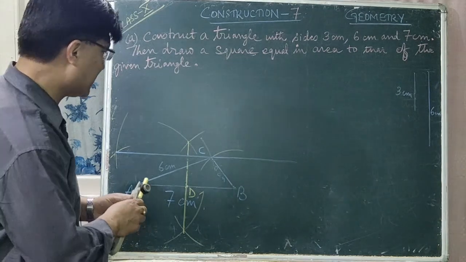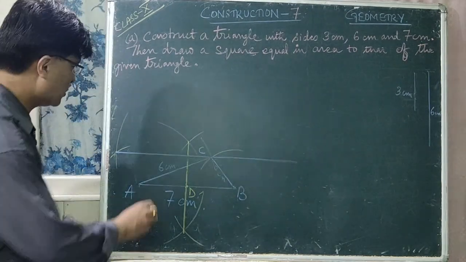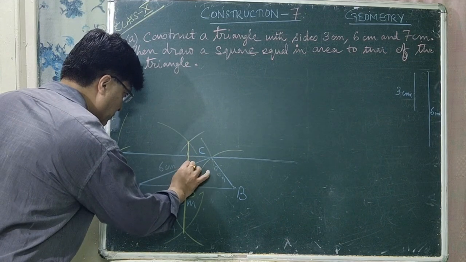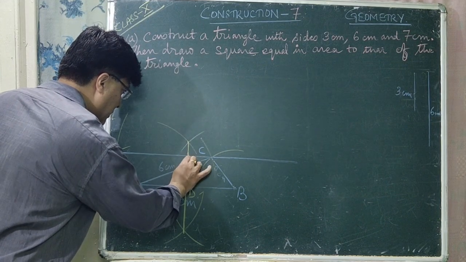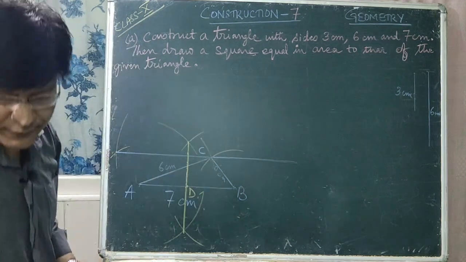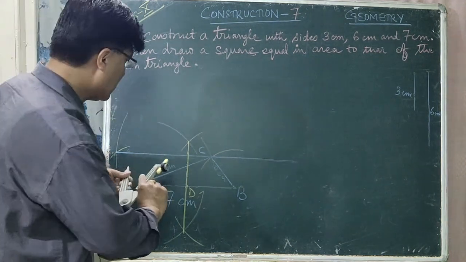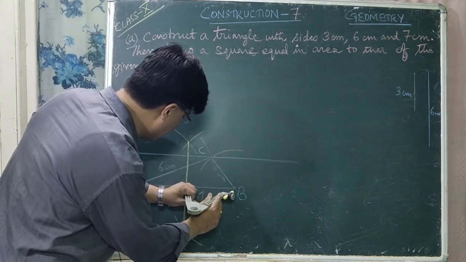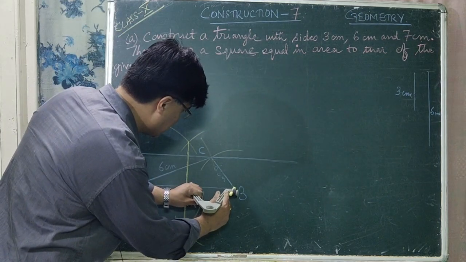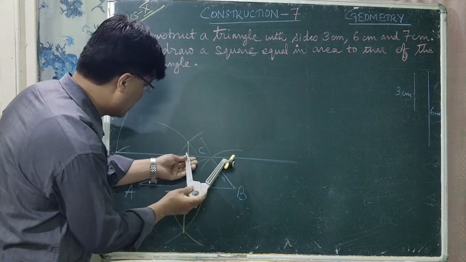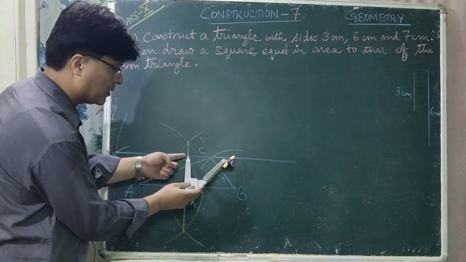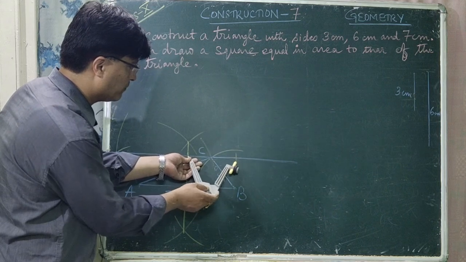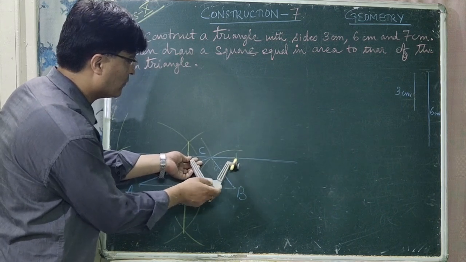Now let us draw a rectangle here. So this is your perpendicular bisector of AB, right? Now let us draw a rectangle out here. So measure the length of DB and keep the pointed needle out here and draw an arc here. Is that clear to all of you?